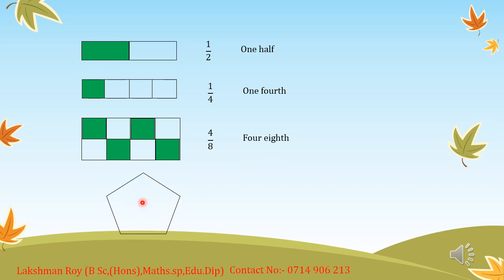Let's see another figure. The whole one is divided into 5 equal parts. Then I colored 2 parts. How to write the colored part? 2/5. So that is how to read 2/5.